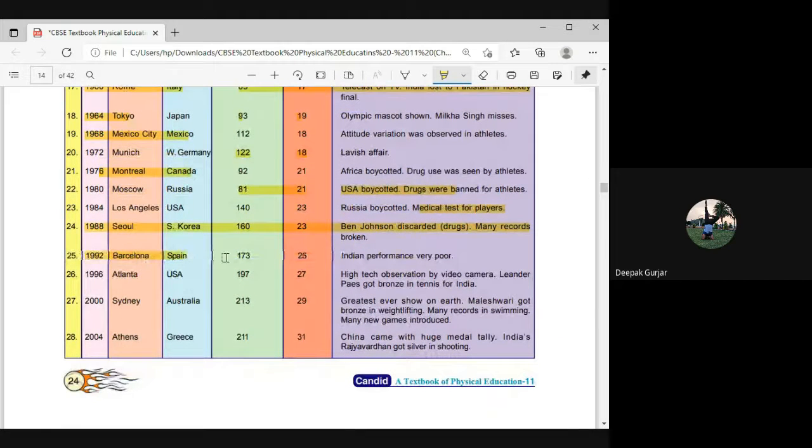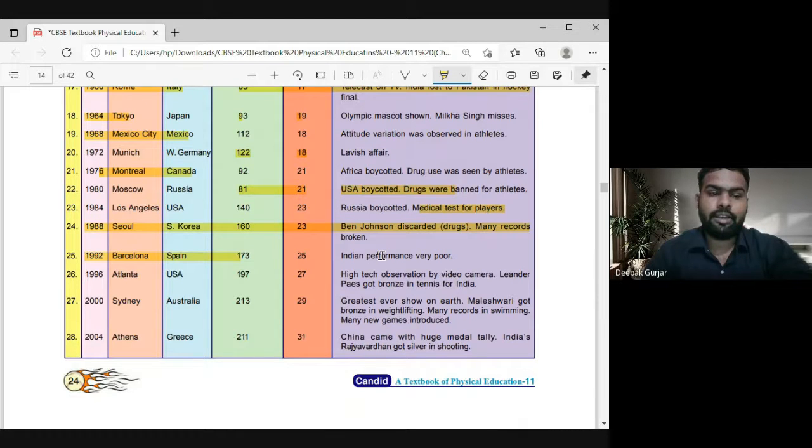1992, that is in Spain, and at that time 173 countries participated. Activities were there, and it was a time when India's performance was very poor in terms of sports. If we talk about 1996, Atlanta, which is in USA, around 197 countries participated, and there were 27 activities. High-tech observation by video cameras was there. Leander Paes won bronze in tennis for India.